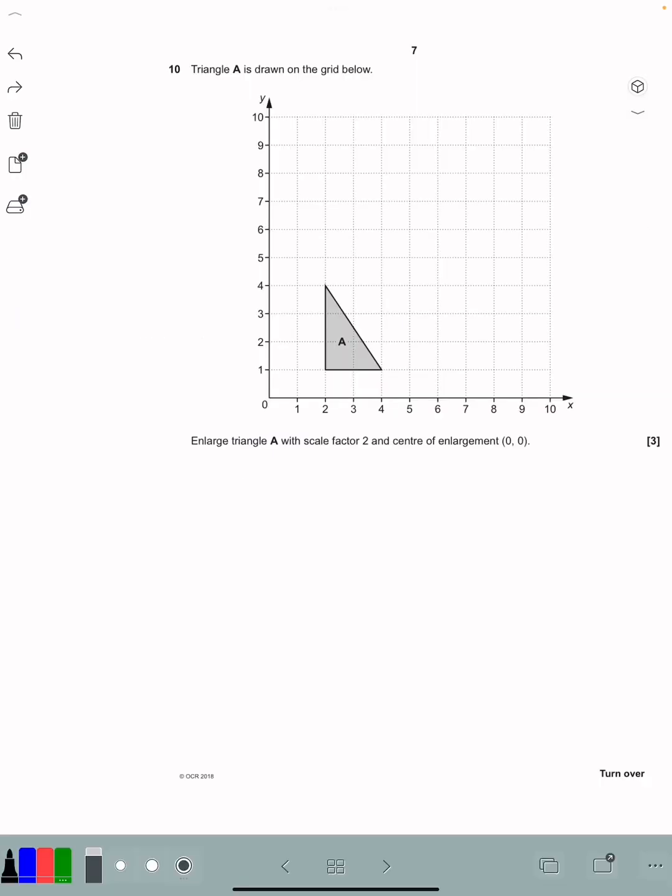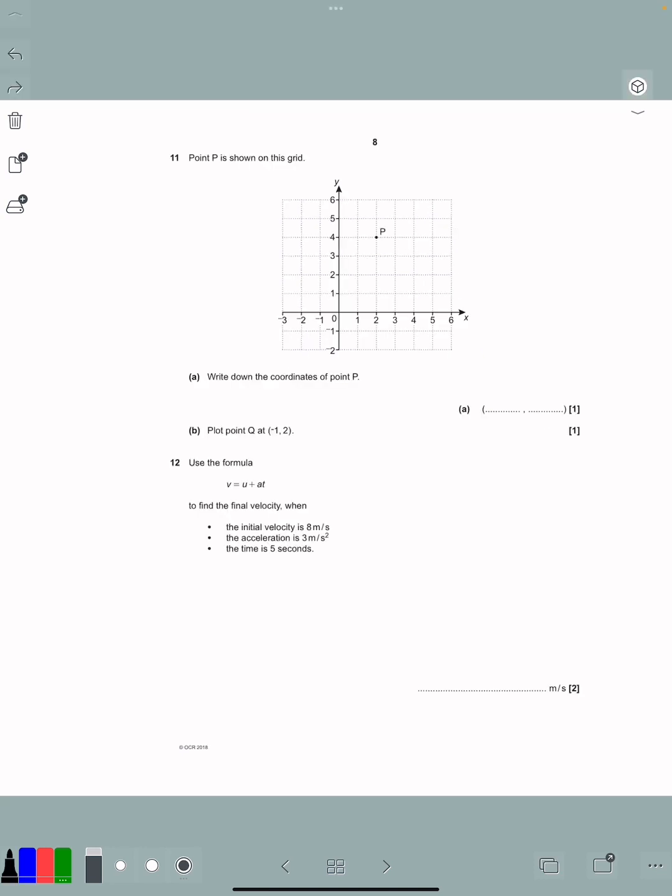Triangle A is shown on the diagram below. Enlarge triangle A with scale factor 2 and center of enlargement 0,0. It would look like this. So here scale factor 2 means all sides have doubled in length. And about center 0, 0, so I drew dotted lines from 0, 0 across to each point and I extended them. This is what your triangle would look like.